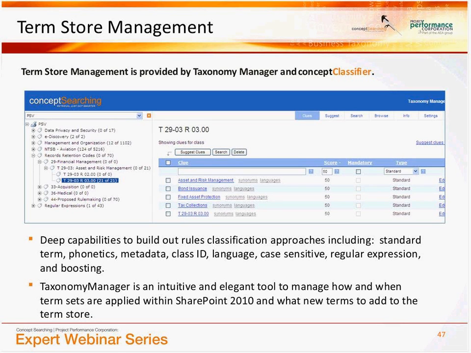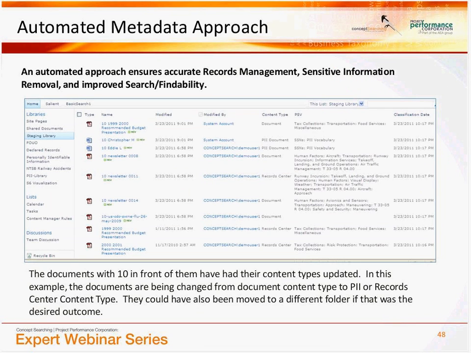Again, term store management. What this means is that we will read through the document, the metadata, and then apply the appropriate retention code. The way it works, if the document scores above 50, we apply the appropriate value. In this case, it would be T20-03 or 03.00. Now, this is most likely not in the document. Asset and risk management might be. As you can see, that would score 50. Or fixed asset protection also might be in the document, and it would score 50. If we see it and the score is above the threshold, in this case 50, we apply the appropriate metadata value, even though that term is not in the document.